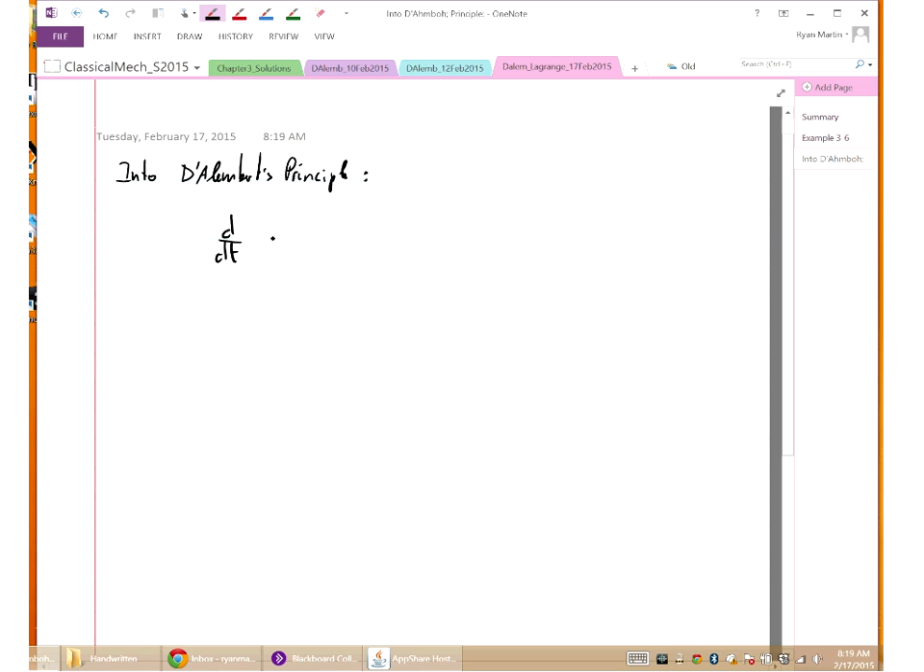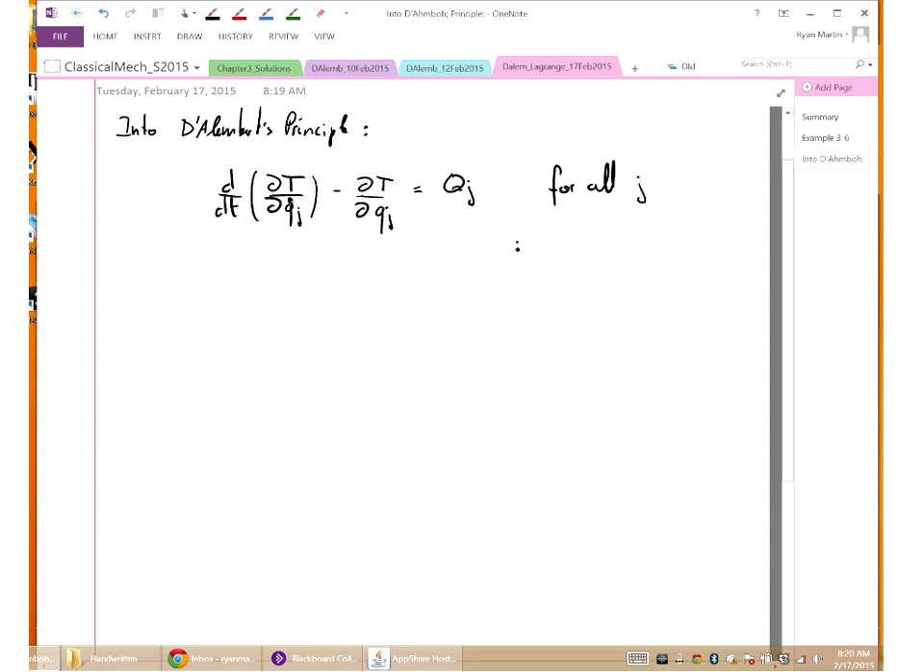So remember, D'Alembert's principle was d/dt of ∂T/∂q̇_j minus ∂T/∂q_j equals Q_j. And this is true for all j. And so j goes from 1 to 3, right? So we have q1, q2, q3. That's equal to x, y, and z, our 3 degrees of freedom.